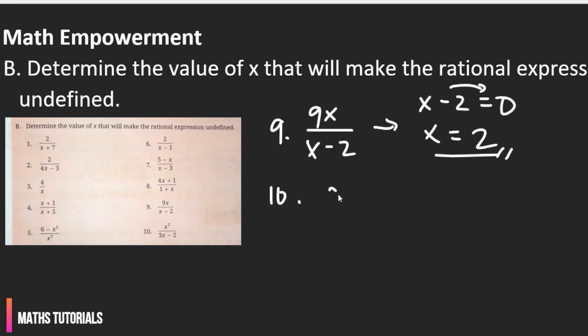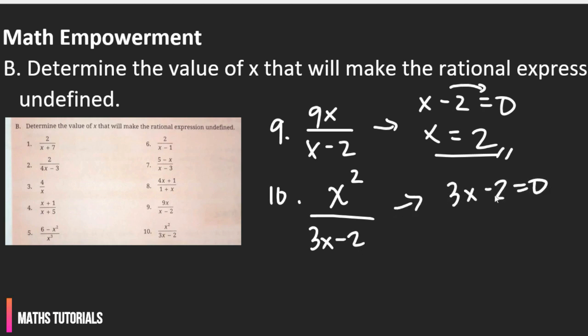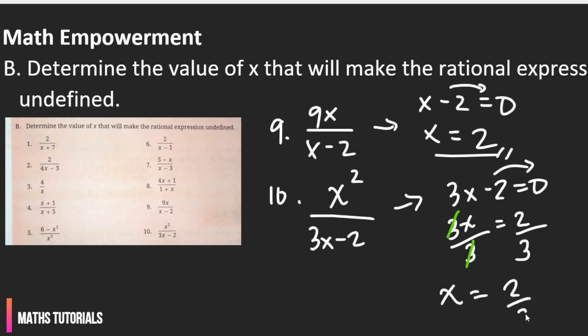Last question would be x squared over 3x minus 2. We're going to take the denominator 3x minus 2 equal to 0. Transpose negative 2, so we have positive 2, and 3x over 3, 2 over 3. Why do we need to divide again by 3? Because we need to cancel out the number beside x because x must be alone, right? So divide by 3. 3x divided by 3, we cancel out 3. So we are left with x is equal to 2/3.